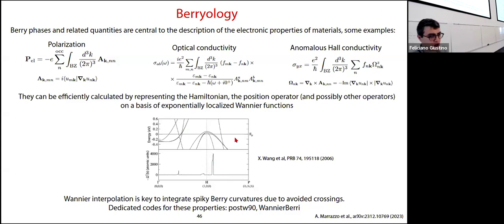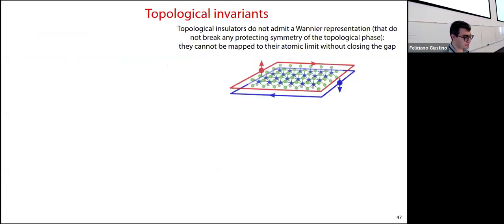And as I mentioned, you can do some of these things in Wannier90, but these days there are dedicated codes, like WannierBerri is one of these, that focus on the calculation of materials properties, in this case Berry phase properties, through the use of Wannier functions.